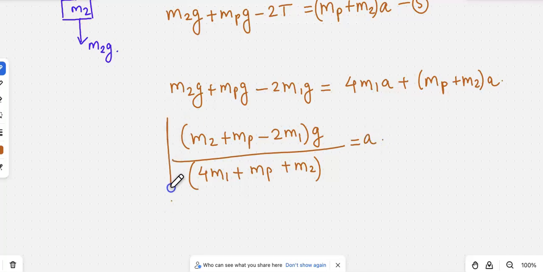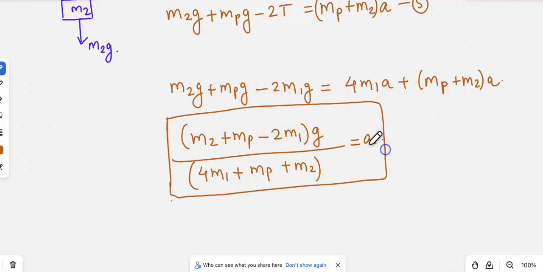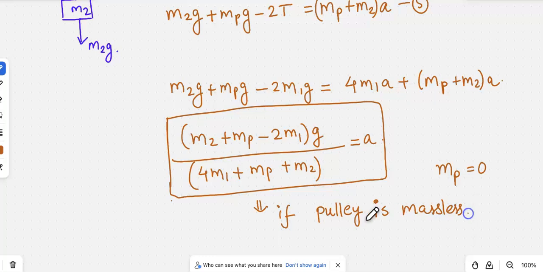So this is the acceleration. Now what if the pulley was massless? If the pulley was massless, mp would have been equal to 0. So if that is the case, the acceleration a would have become m2 minus 2m1 upon 4m1 plus m2, times g. That would have been the acceleration.